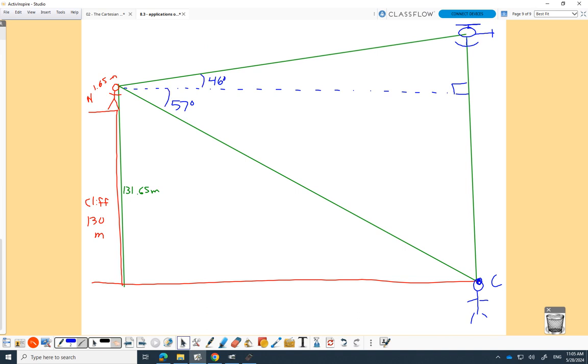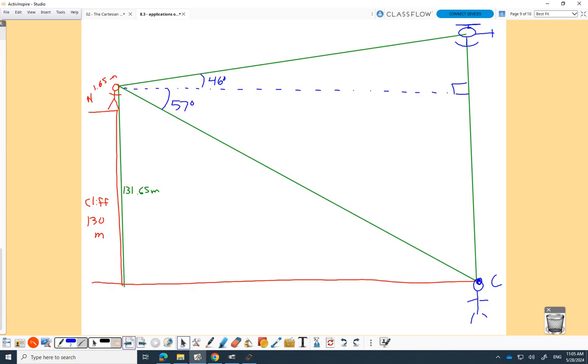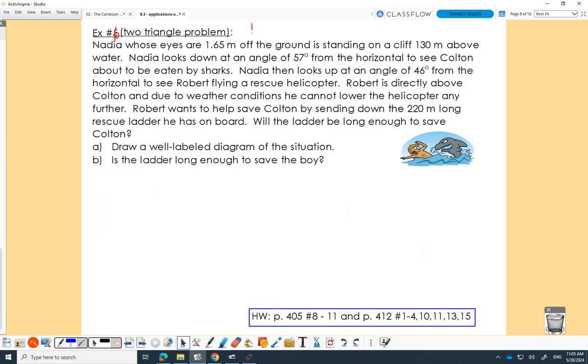See these little arcs I put on there to help you recognize how much we're talking about there. Just that much there. But do we have any other info? Well, we do. The ladder's 220 meters long. I can't use that yet. That's what I'm comparing to at the end. We hope. We hope Colton's going to make it. Yeah, I don't know.